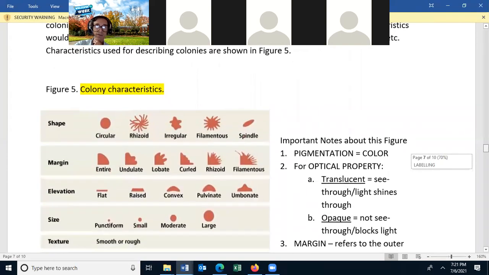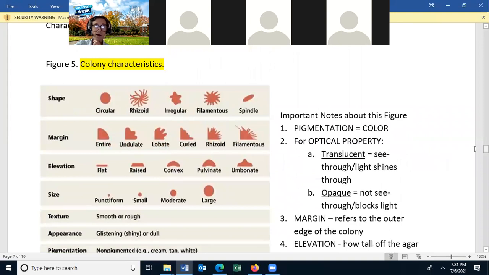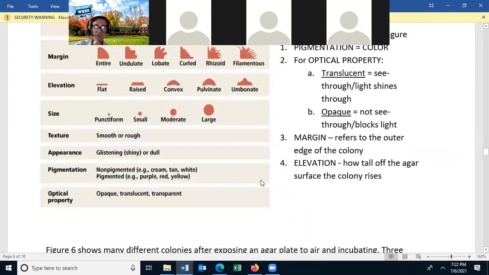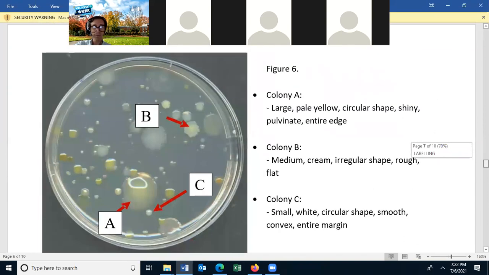Now the good news is, if I ask you about colony characteristics, I will provide you with this table. And then you have to tell me the colony characteristics. The only exception I can think of, you should know what is a pigmented colony and a non-pigmented colony. And I might not provide the table if I ask you that question, and this table would help you on that one. But that might be one you should know.